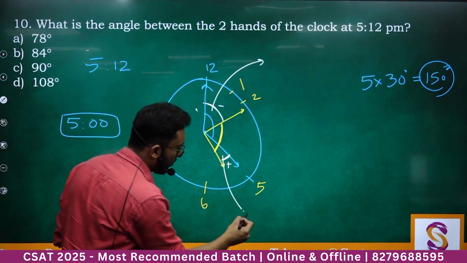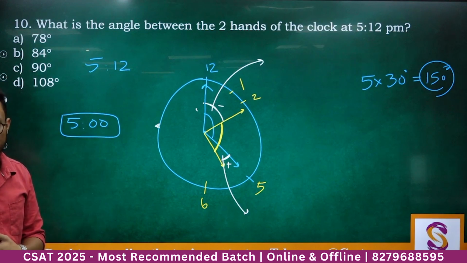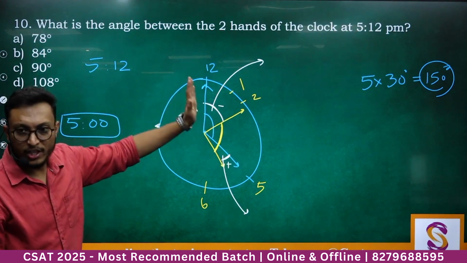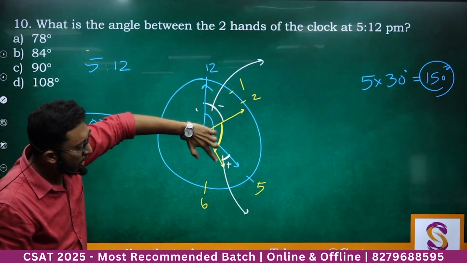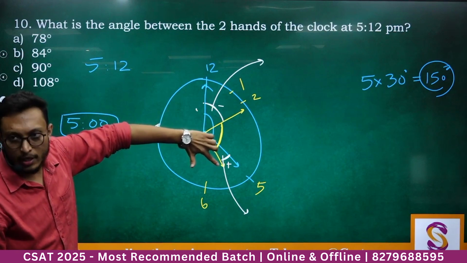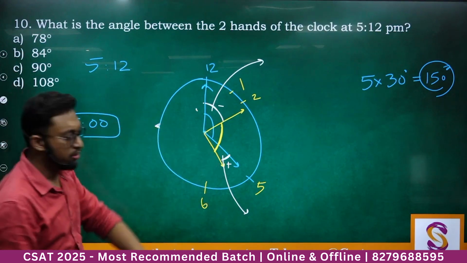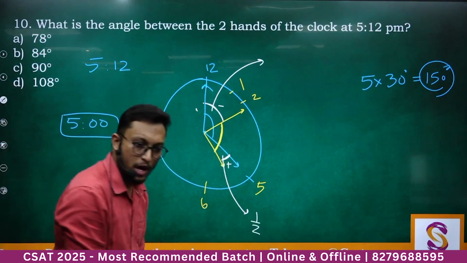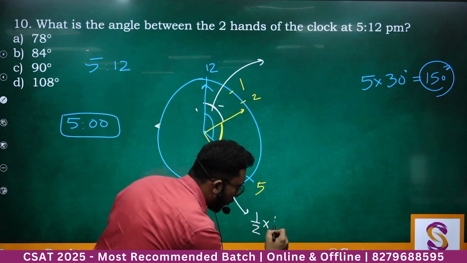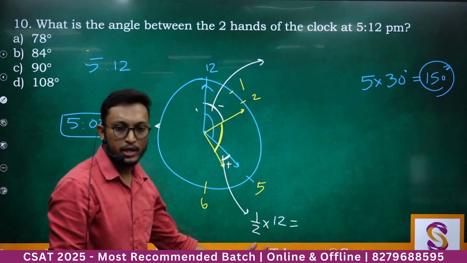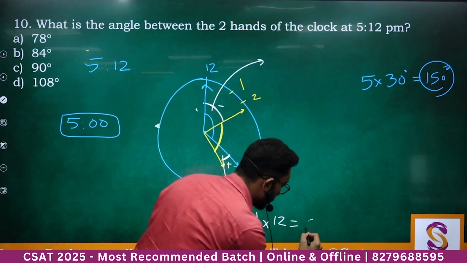What is this angle? See, time is 5 initially. This is the angle rotated by the hour hand in 12 minutes. So it rotates at the speed of half a degree per minute for 12 minutes. So this angle is 6 degrees.